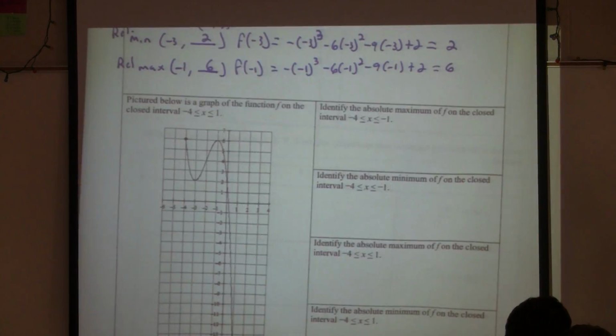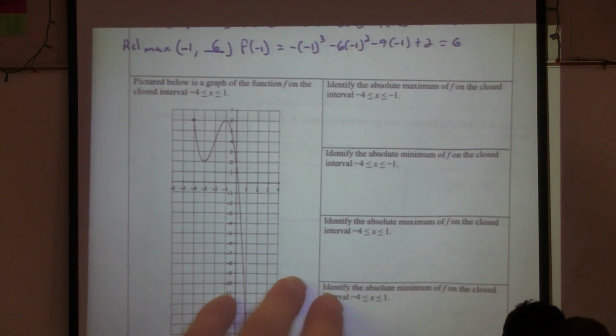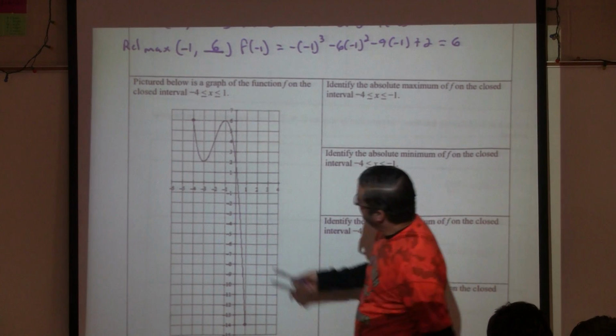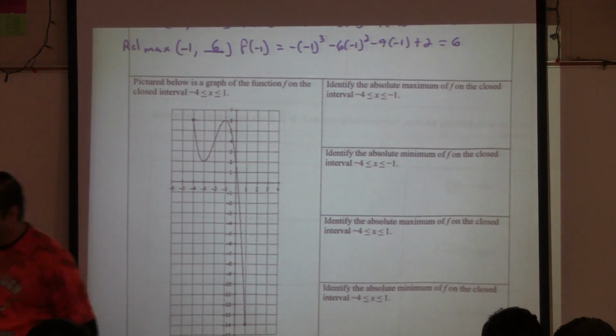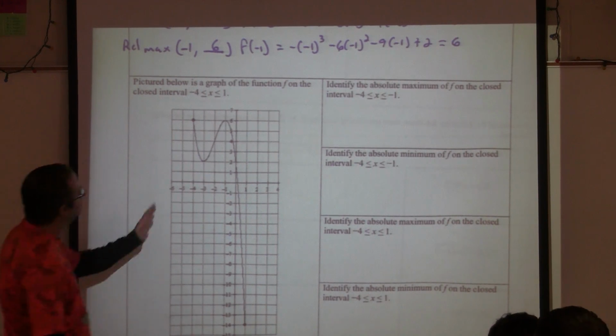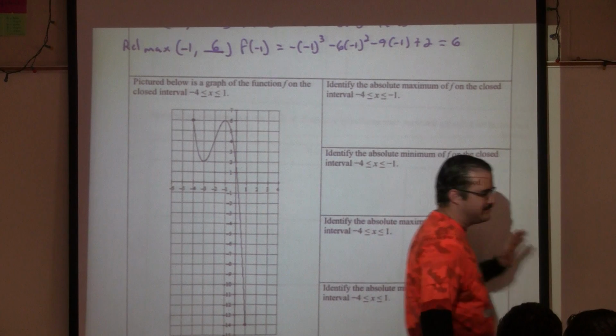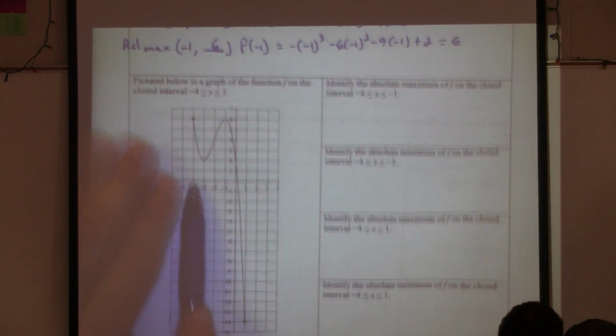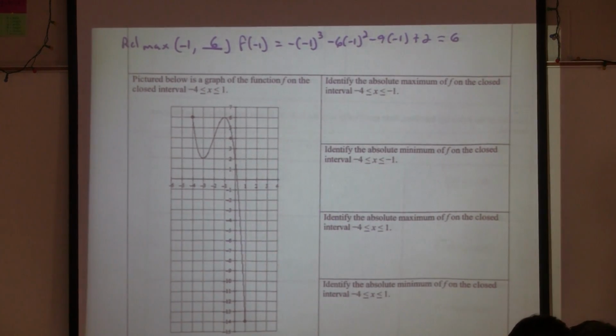All right, anyways, let's go. We're running out of time. We only got 30 minutes. So we have this graph. Okay, and it's graphed from -4 all the way to what? One. From -4 to 1, right?